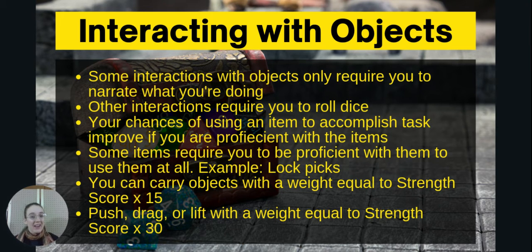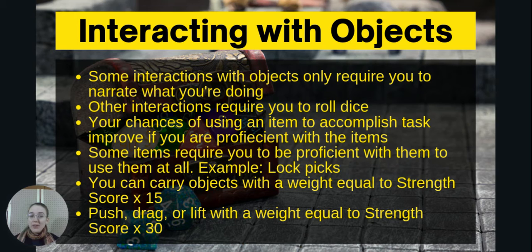Your chances of using an item to accomplish a task. A lot of the time when you're interacting with objects, what you're trying to do is use them. You're interacting with tools, which means you're trying to use them to do something. You have a much higher chance of being able to succeed at a task if you are proficient with the tools or items you are using. And there are some things that you can't do unless you are proficient with the items that let you do them. For example, you can't pick locks unless you are proficient in lock picking, and you can't use a medicine kit unless you are proficient in using medicine.